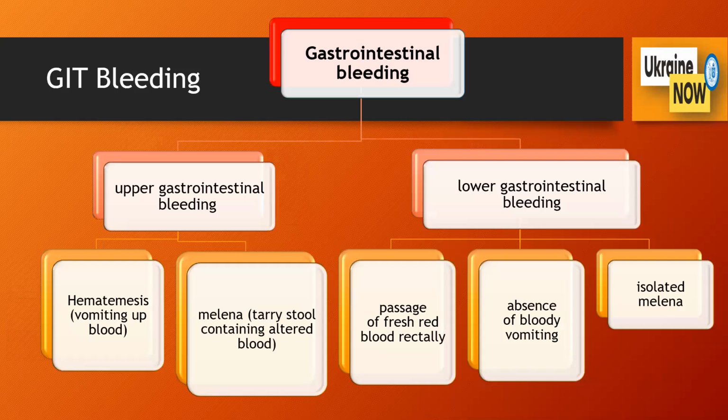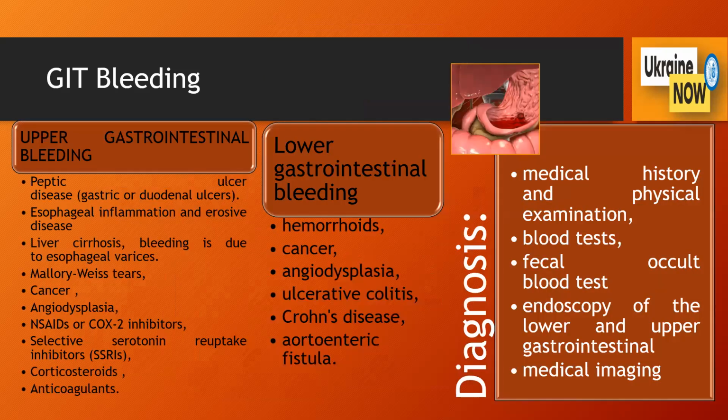An upper source is characterized by hematemesis or vomiting of blood and melena or feces containing altered blood. Lower gastrointestinal bleeding may be indicated by the passage of fresh red blood rectally, especially in the absence of bloody vomiting. Isolated melena may originate from anywhere between the stomach and the proximal colon. About half of cases of upper gastrointestinal bleeding are due to peptic ulcer disease, gastric or duodenal ulcers, and esophageal inflammation and erosive disease are the next most common cause.